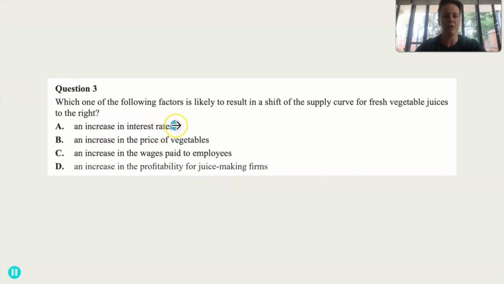So if there's an increase in interest rates, well, that means it's going to be more expensive to produce, which would decrease supply. So it can't be A. There's an increase in the price of veggies. Now, this one is about price. Price leads to movement. We're not dealing with a movement, we're dealing with a shift.